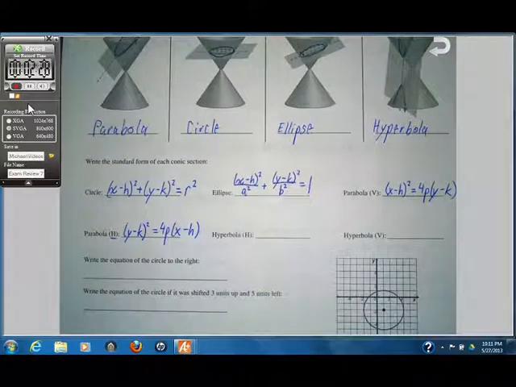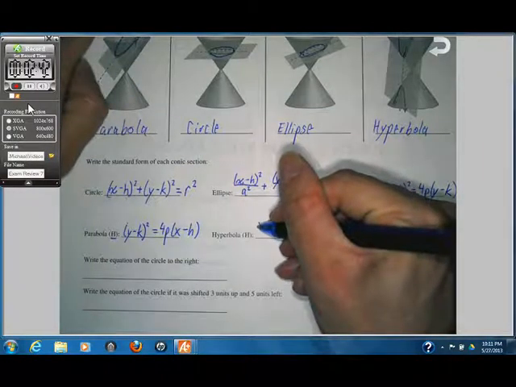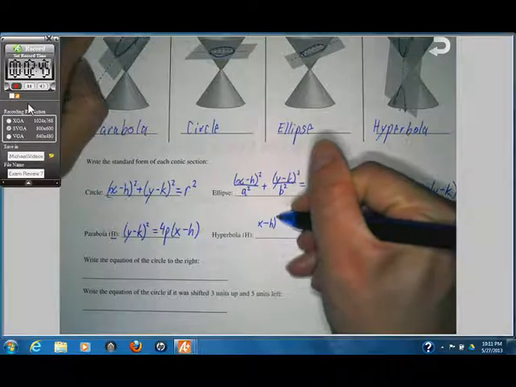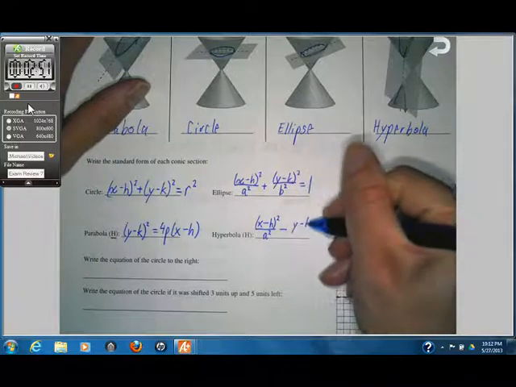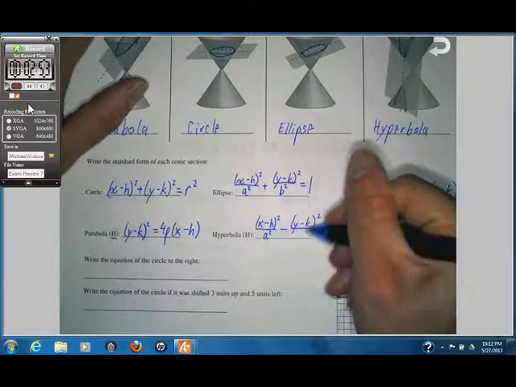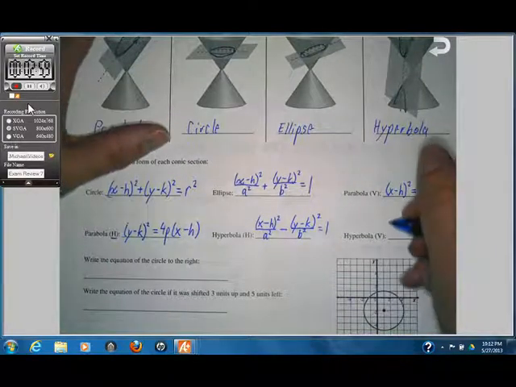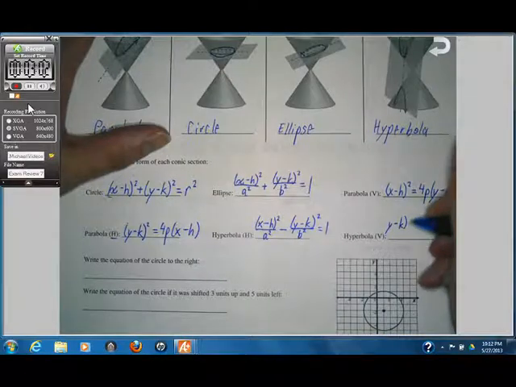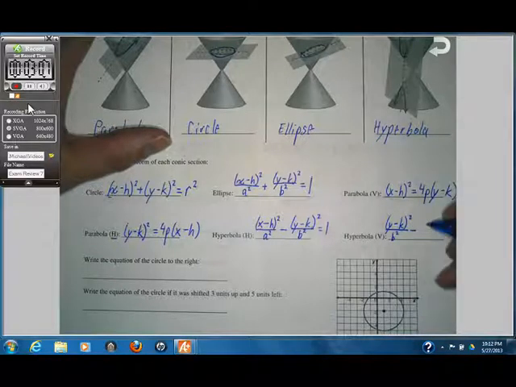The only difference between a horizontal hyperbola and a vertical hyperbola is which term comes first. A horizontal hyperbola has as its minuend x minus h squared over a squared, and you are subtracting y minus k squared over b squared, still equal to 1. A vertical hyperbola is similar, except you lead with the y term, so you have y minus k quantity squared over b squared minus x minus h quantity squared over a squared.